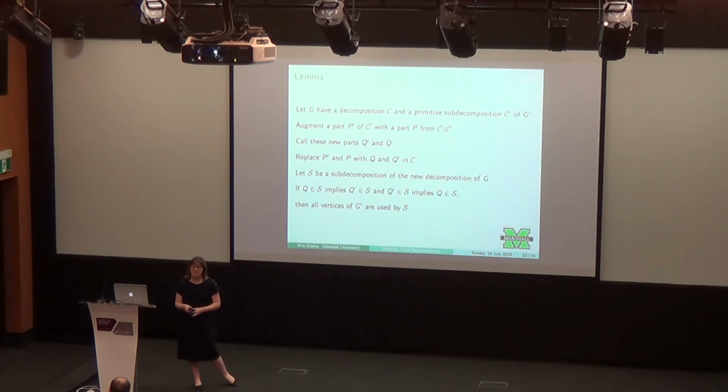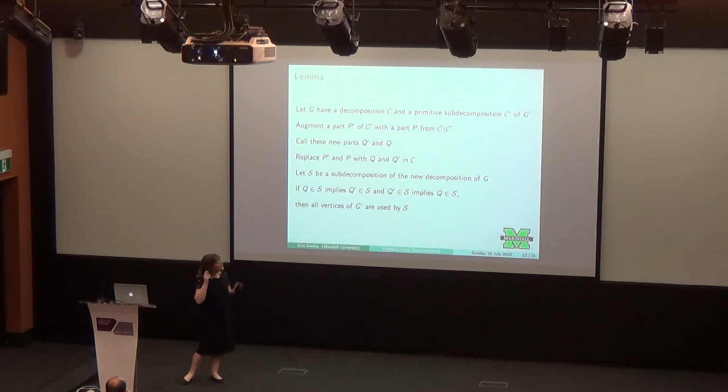When we were showing this, one thing we used quite heavily in our proofs was this lemma. And it's got a little bit of technical terms in it. Not really technical terms, a lot of letters. And so I've also got an example to show after this to help explain it. But basically, it's just to let G have a decomposition. So we have a decomposition, and within that, a primitive decomposition, so a sub-decomposition within it.